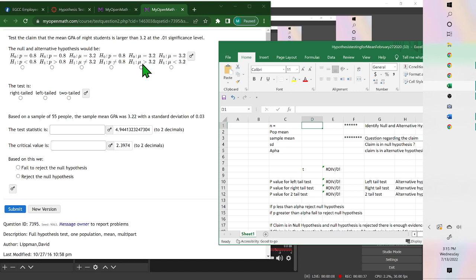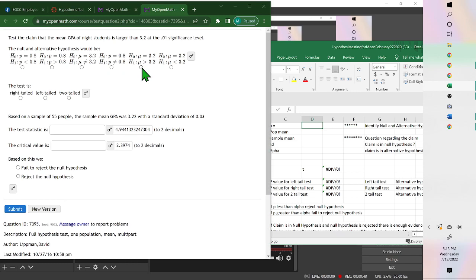And so it would be this one, because it said mean and not proportion. Notice there's p's, those would be proportions, but mean is mu, and we wanted greater than, so it's this one. Because we're testing greater than, that would be a right tail, because you could go by the arrow, but greater than goes to the right, less than would be left, and not equal to is two tails.